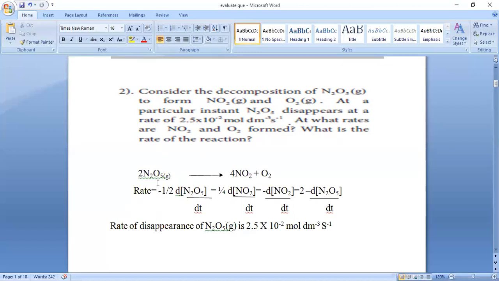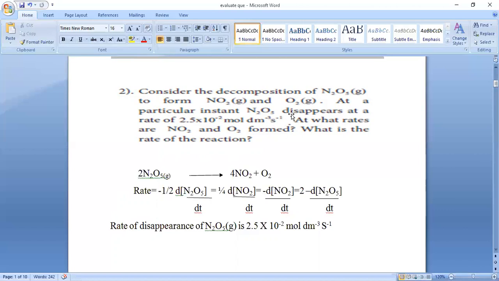So rate equal to, the coefficient 2 is here, so we need to write in the reciprocal form. So minus 1 by 2 d of N2O5 divided by dt equal to, and in the products, NO2 and O2, for NO2 coefficient 4 is there, so we need to write as 1 by 4. So 1 by 4 d of NO2 divided by dt, and then equal to d of O2 divided by dt. So that is the rate expression actually.